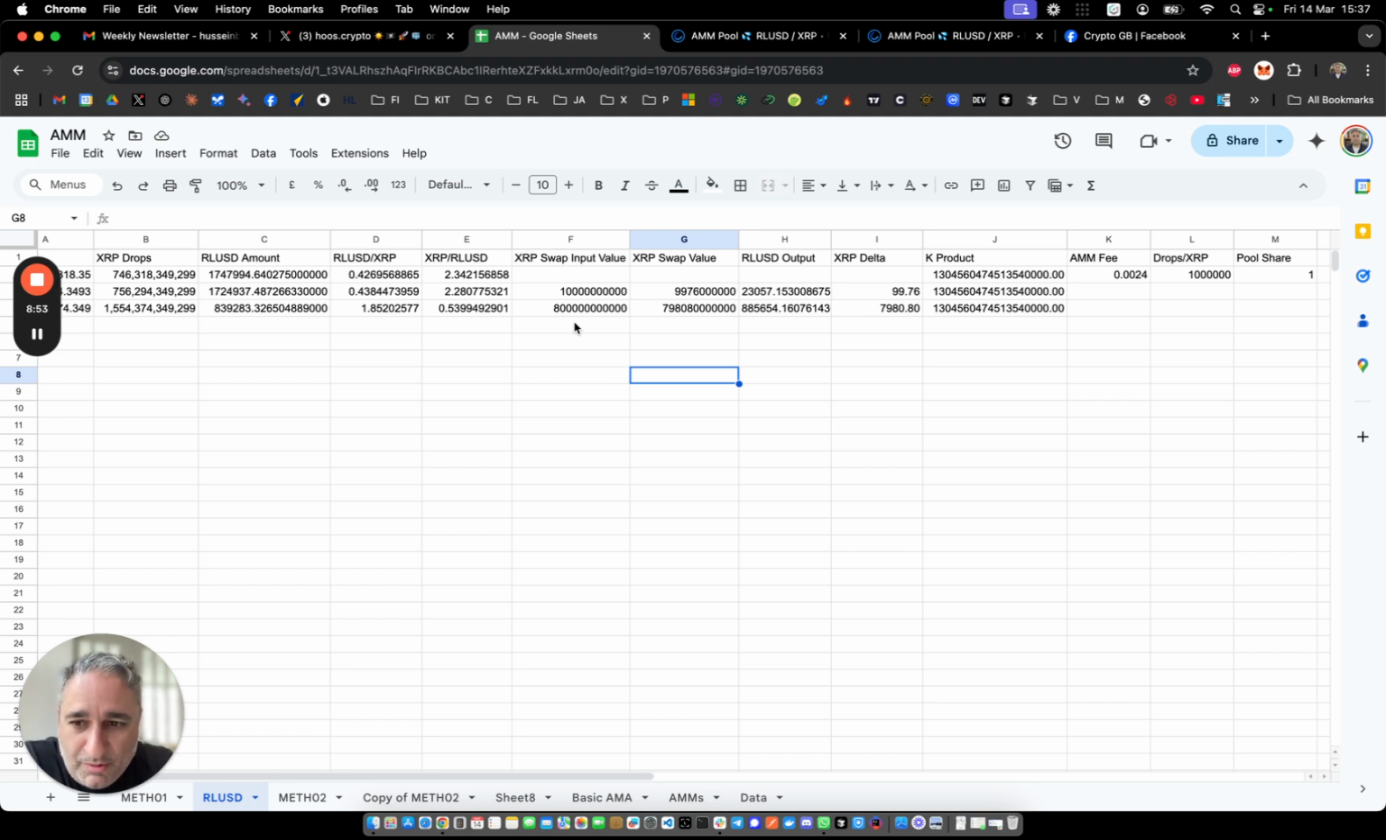The inverse of this is also true. If the price of XRP appreciates against RLUSD, you're going to end up with less. And maybe if I just show this by dropping in negative numbers, it will demonstrate that as well. Yeah, as XRP appreciates, it just goes the other way. It goes against you. You have more RLUSD than you're going to get XRP, essentially.